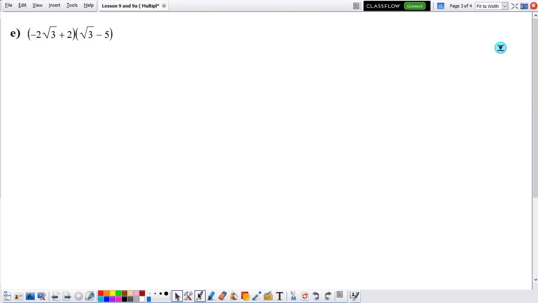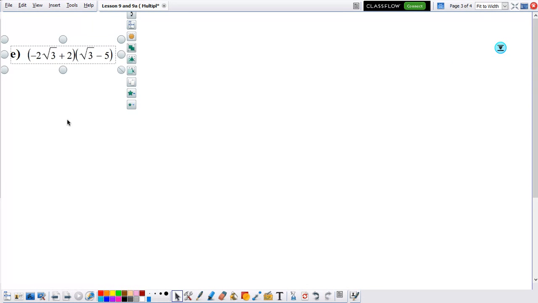So here's our last example. It's a little more challenging, but we're still going to follow the same rules. Let me just move this. So now let's distribute. Notice that here your first term is this whole thing, negative 2 square root of 3. This whole thing you need to distribute times the square root of 3.